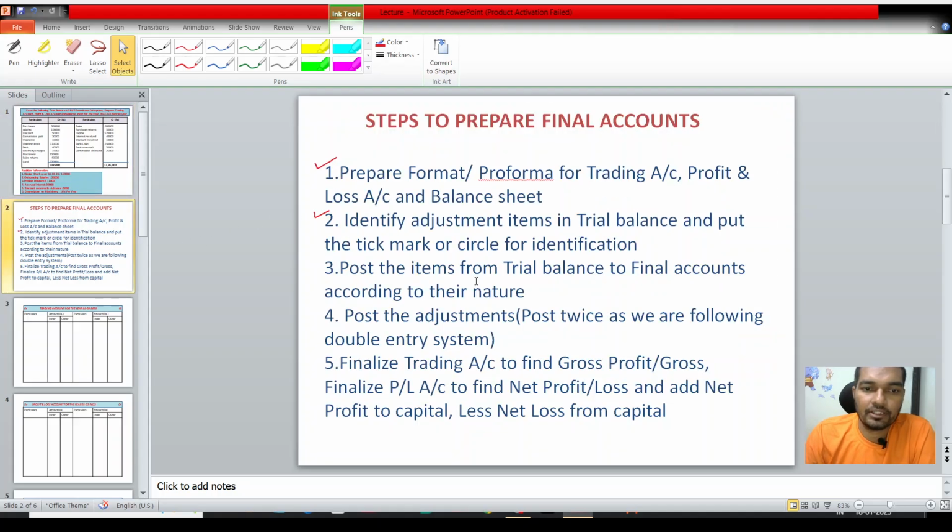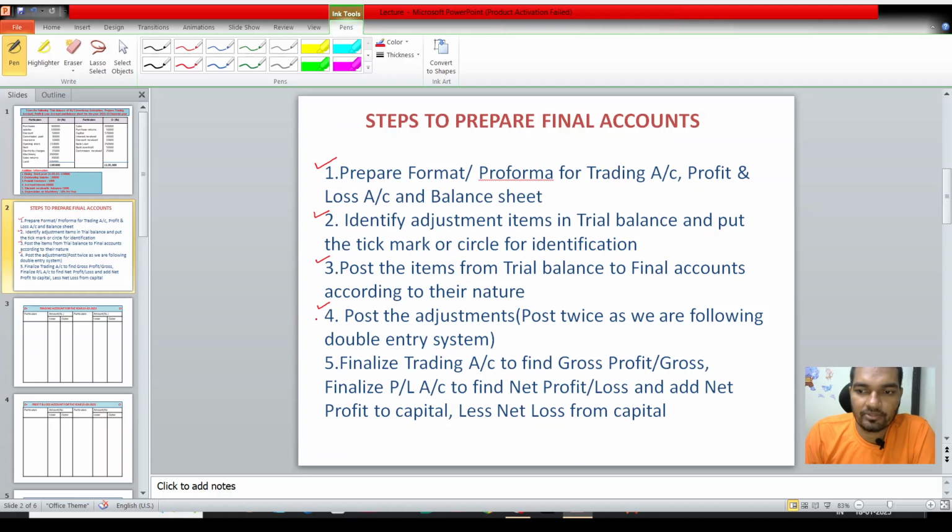So coming to the third step, post the items from trial balance to final accounts according to their nature. According to the sequence, we need to transfer the items from trial balance to trading account, profit and loss account and balance sheet. And the next one, after transferring all the items from trial balance to final accounts, we need to post the adjustments.